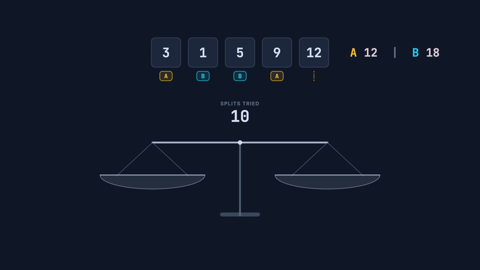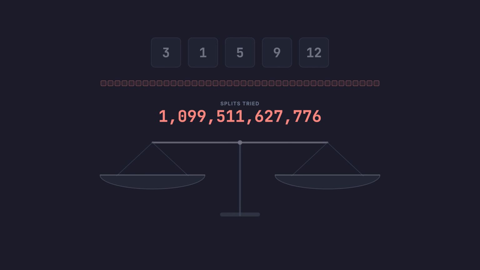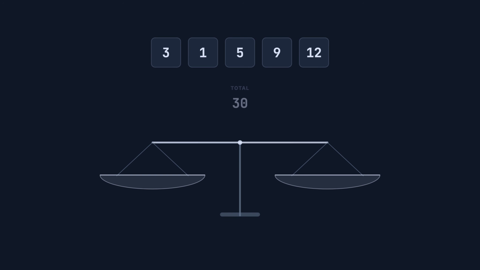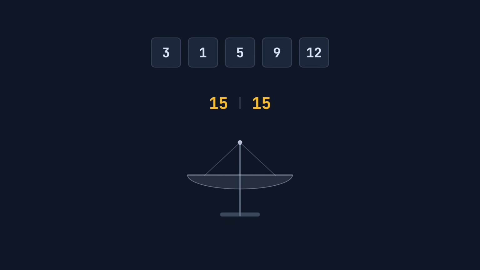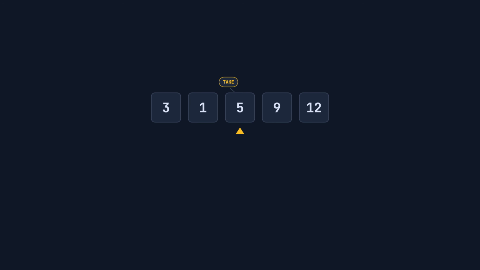Brute force says try every split. 32 ways for 5 numbers, that's fine. What about 40 numbers? That's about 1 trillion. These numbers add up to 30, so each pile has to hit 15. That means we only need to build one pile that sums to 15, because the leftovers automatically form the other one. Now, let's walk the list one number at a time, and for each one decide, take it or skip it.